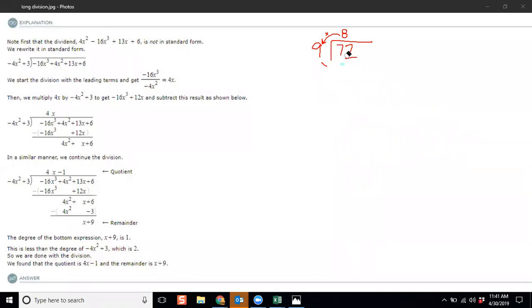The unique thing with these is that there are a lot of numbers and letters in here, but hopefully we can simplify it to as close to that as we can. All right, so as you see here, it starts off focusing on the leading terms. So really what you're looking for is how many times does negative 4x squared go into negative 16x cubed? And that can be hard because there's letters and everything else in there. So we actually do the division here.